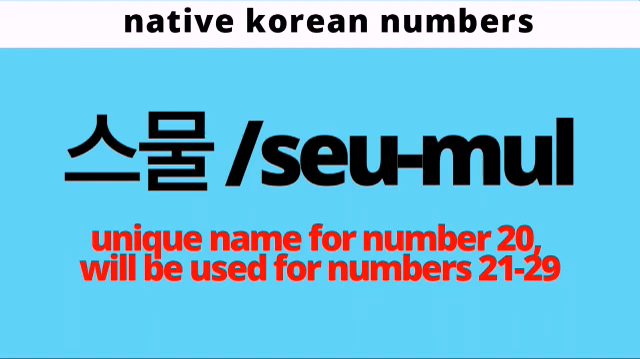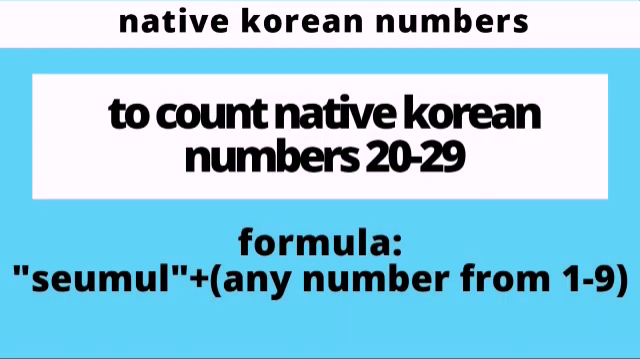Next, to be able to count from 21 to 29, we would need to remember this term, which is sumul. Sumul is the unique name for number 20. So just like what's done for yol, we'll be using this to form numbers 21 to 29. So the formula is actually sumul plus any number from 1 to 9. So any number from hana, dul, set, net, dasot, yosot, ilgop, etc. So the numbers would result to sumul hana, sumul dul, sumul set. So we'll have a drill of these numbers later on.